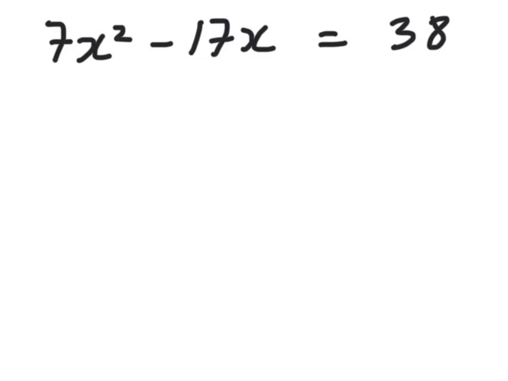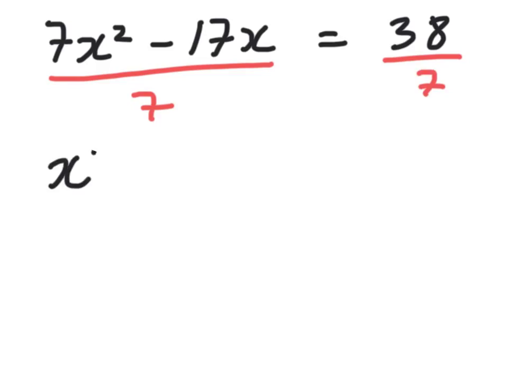So by Ornella's method, we divide everything by 7, okay, the whole way across. And we're going to get x squared. So minus 17 divided by 7 is going to be minus 2 3/7. 2 3/7, you're talking 2.4x. And that's equal to 5 3/7, which is going to be 5.4.